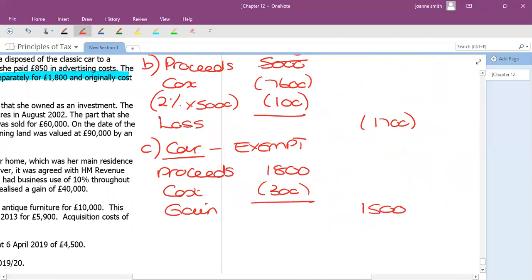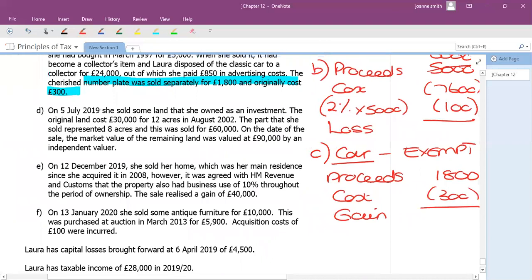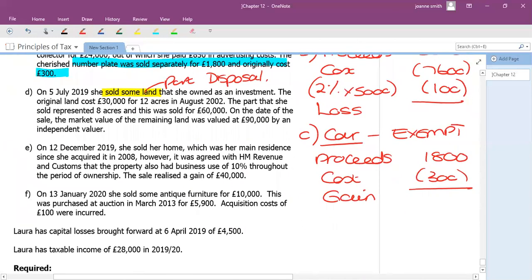So we're looking at each item and trying to make a decision of what we're going to be doing to deal with it. For D then, we sell some land. I expect you to see the word land and immediately start thinking about a part disposal, because that's likely what the question's going to be all about. It's a typical example of a part disposal, and that's exactly what's happening here. She sells some land. The original land cost 30,000 for 12 acres, and the bit that she's selling is only 8 acres.